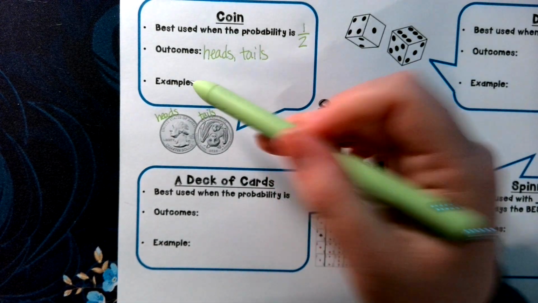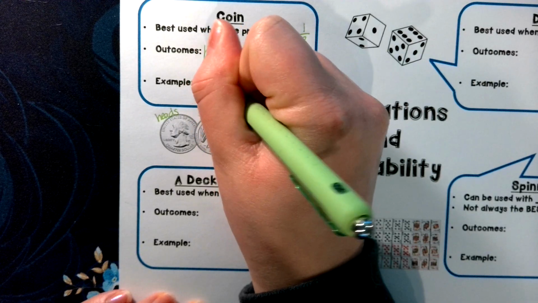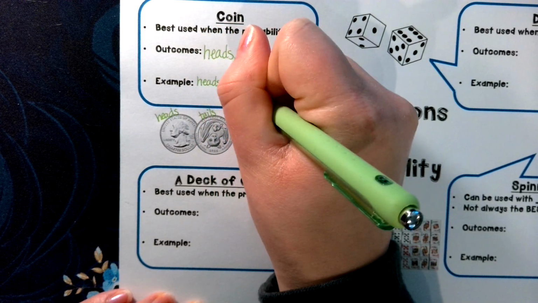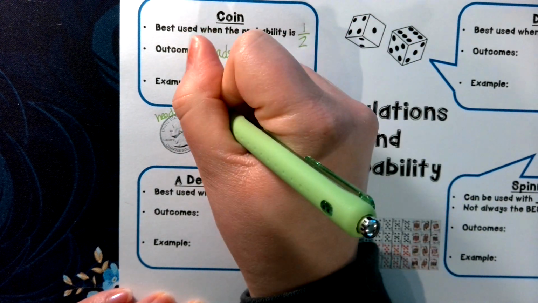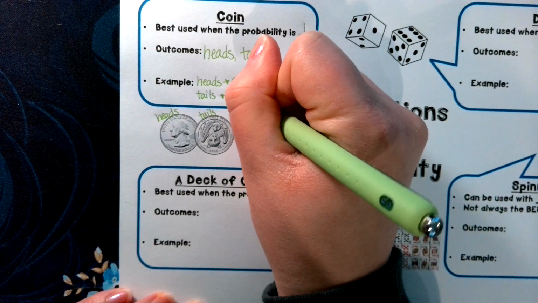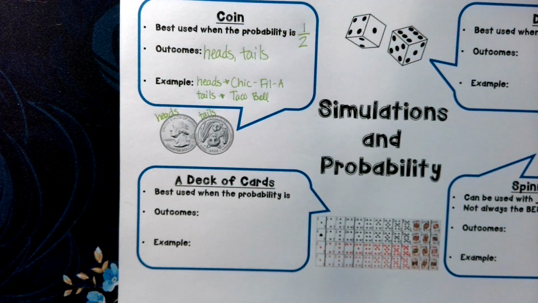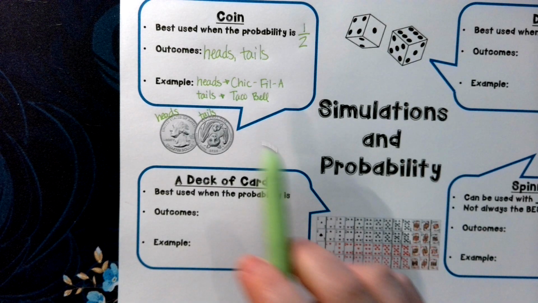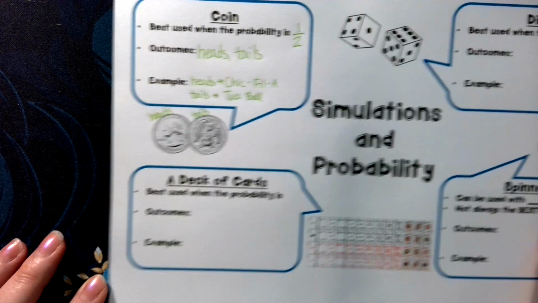So for an example, we could say if we flip heads, we're going to go to Chick-fil-A. And if we get tails, we're going to go to Taco Bell to eat. And then I flip my coin and I see, oh, okay, we're going to go to Chick-fil-A. I got heads. That's how we would simulate with a coin.